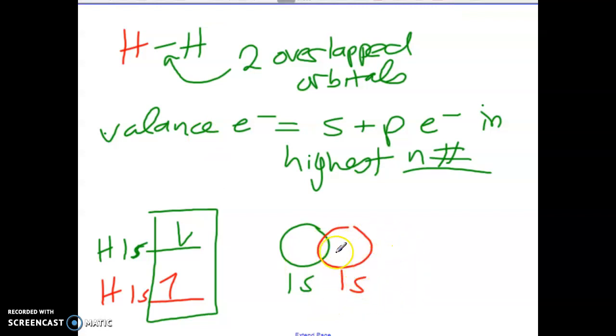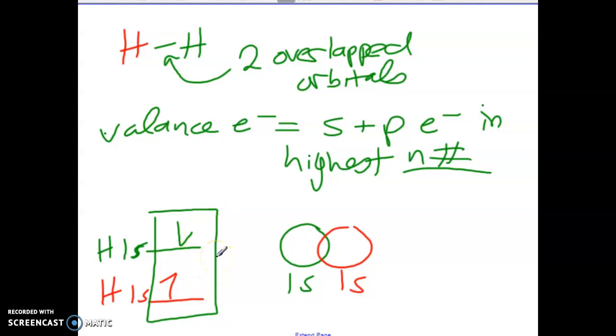So we have a hydrogen 1s, another hydrogen 1s. So those two electrons can now basically buzz around in these two overlapped spaces. Now, remember that when you're doing your drawings, you're going to have these one up and one down, because if they're occupying the same space now, we have to make sure that we are showing that they're in opposite spin.